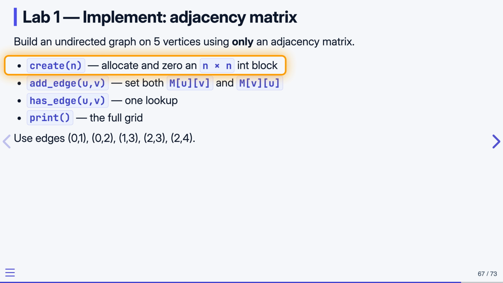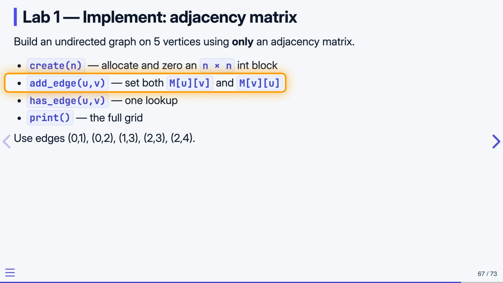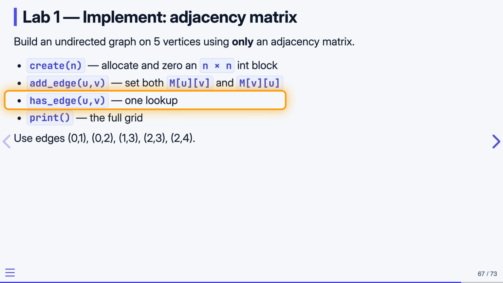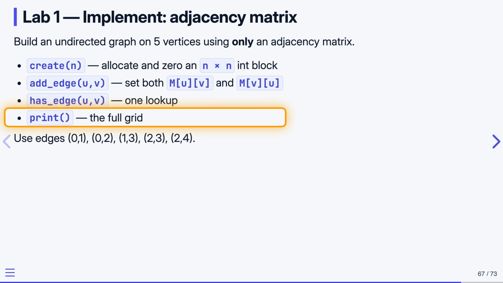First, create of n: allocate an n by n block of ints, and set every cell to 0. Second, add edge of u and v. This is where the earlier bug bites. Set both m at row u, column v, and m at row v, column u. Third, has edge of u and v, that is just one lookup in the grid. Fourth, print. Show the full grid so you can read it by eye.